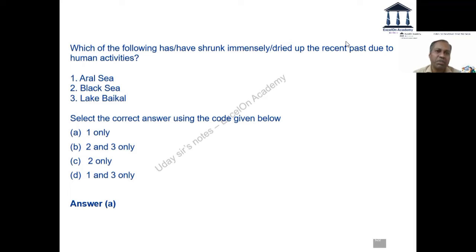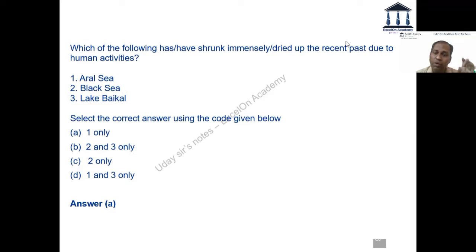Okay. Which of the following has shrunk or dried up immensely in the recent past due to human activities? So once again, don't get too worried, Ari. I don't know this at all. What you can see, it's a 2018 paper. So something must have come in the newspaper.